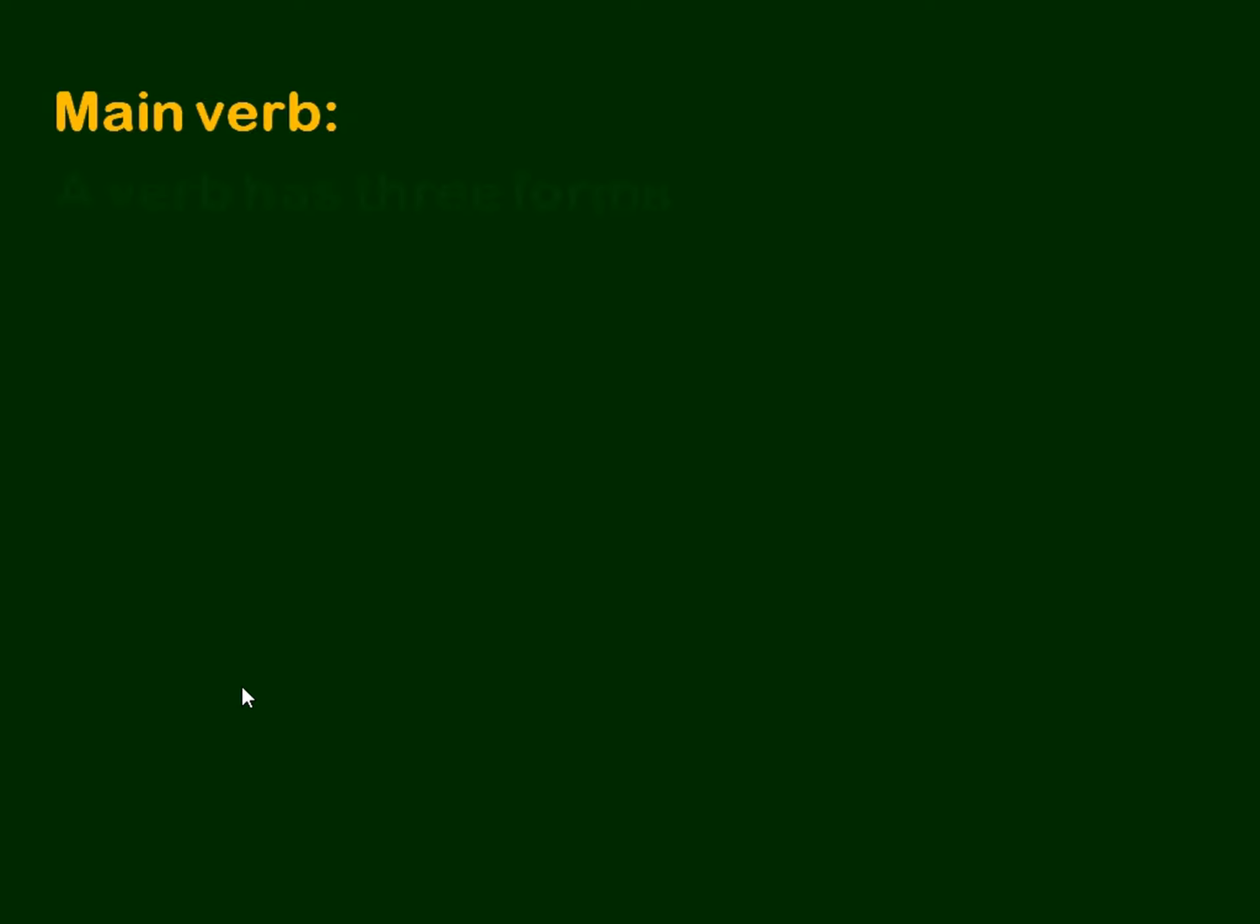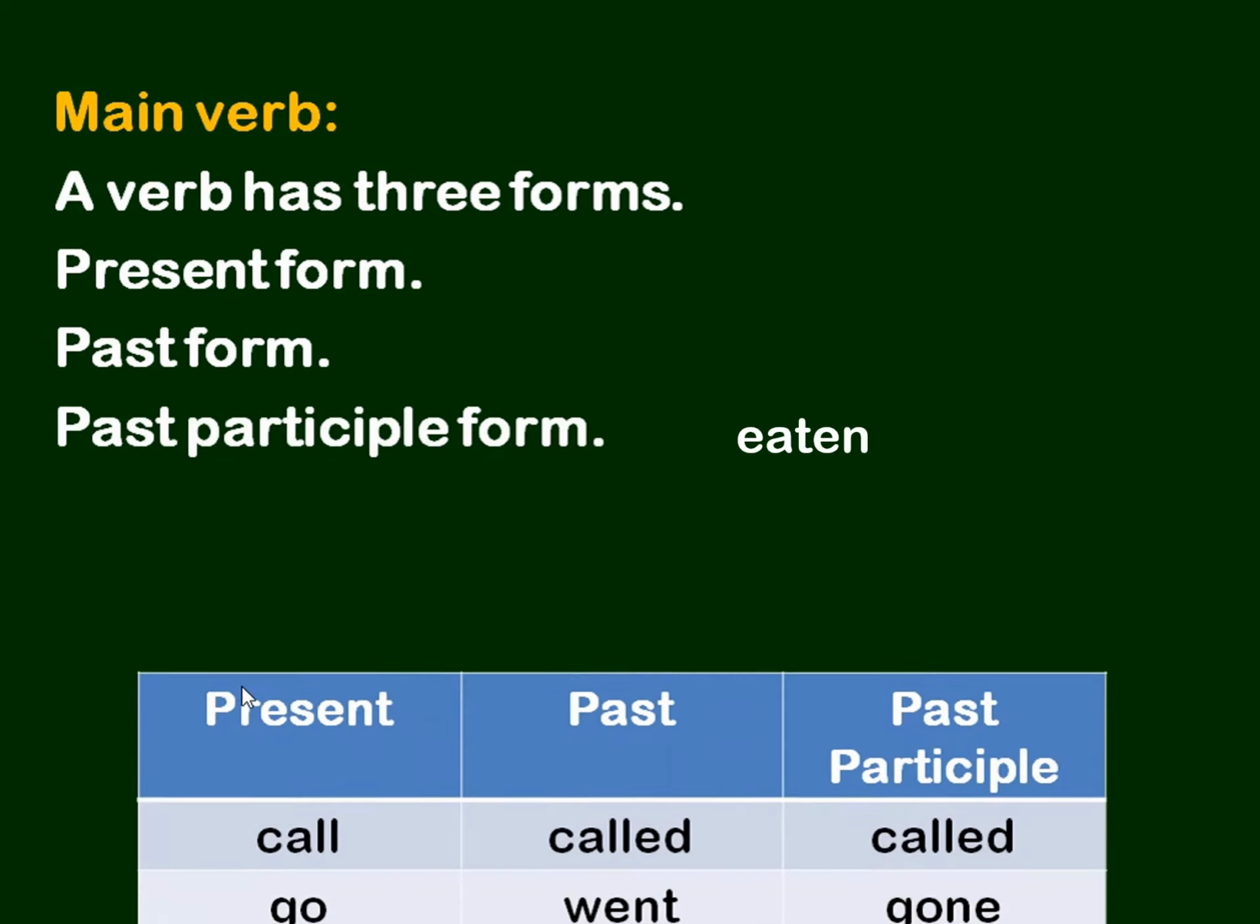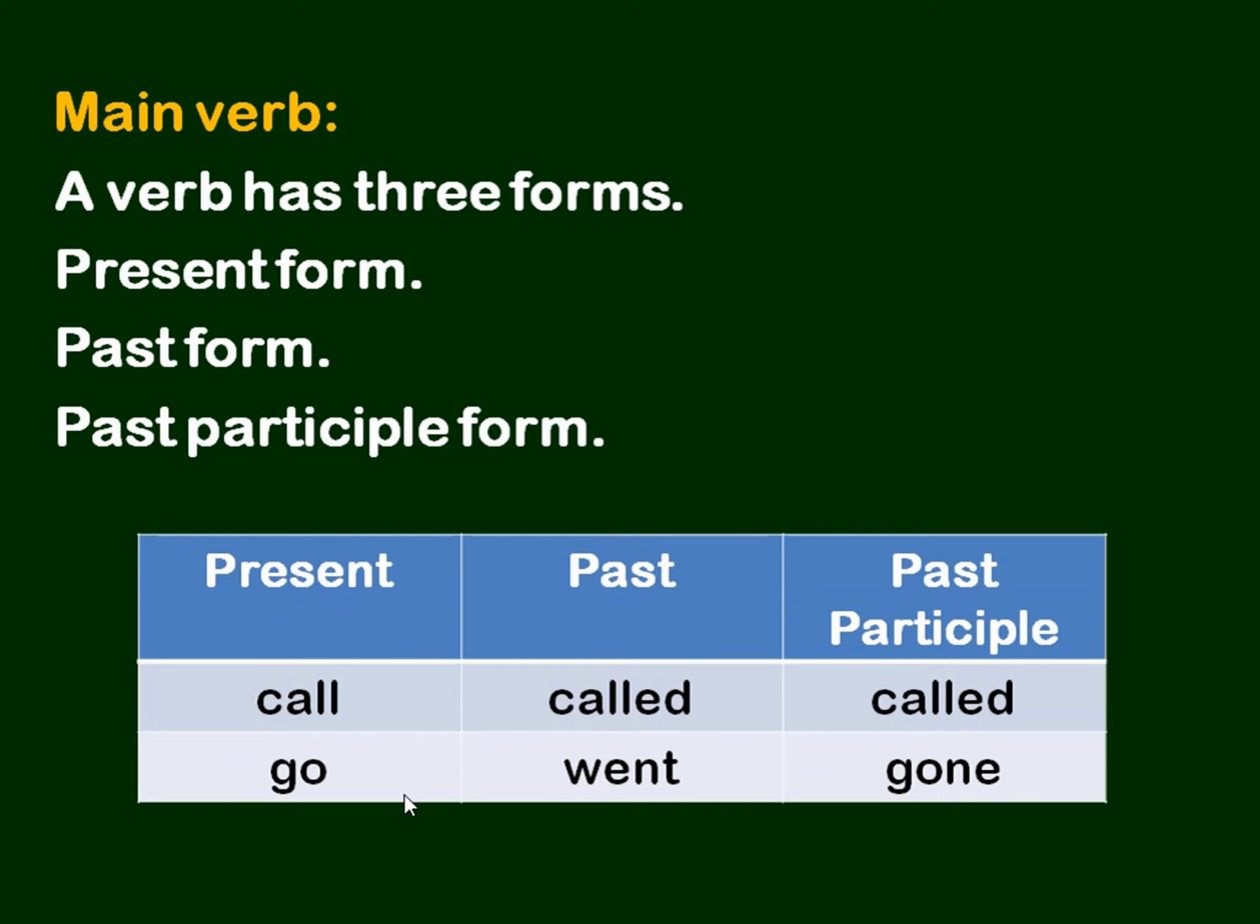So let us understand main verb forms. This is very important. A verb has three forms here: present form, past form, and past participle form. So this is called a regular verb because it follows the spelling rule of English. The spelling rule says the verb which takes ed form, id form and d form, that is called regular verb, and the verb which changes its form and spelling, or even remains the same, we call such kind of verb an irregular verb.